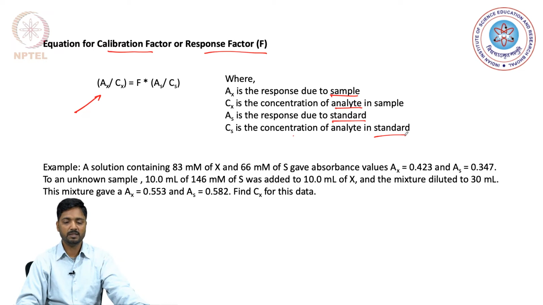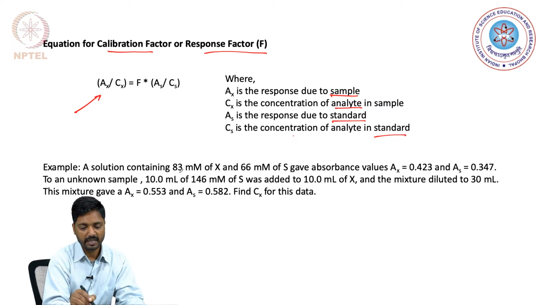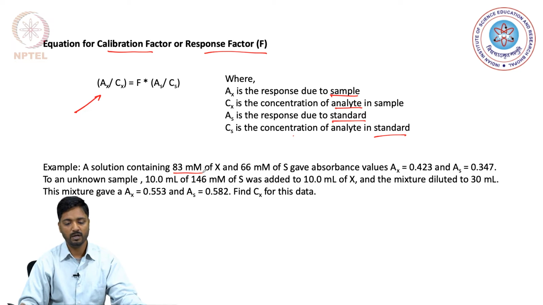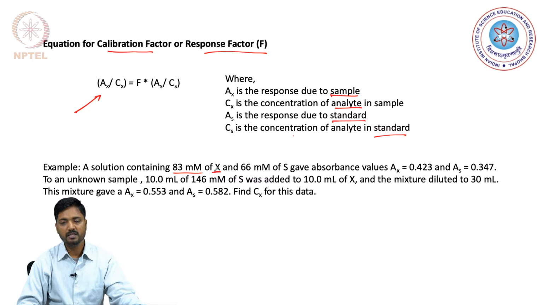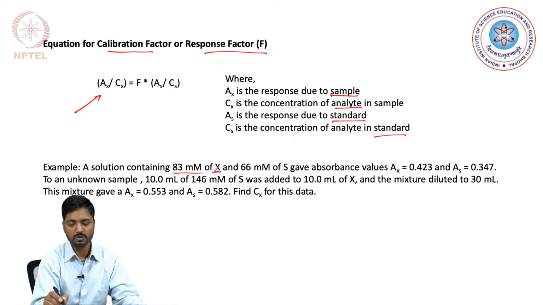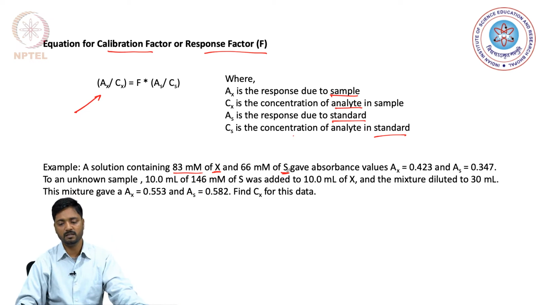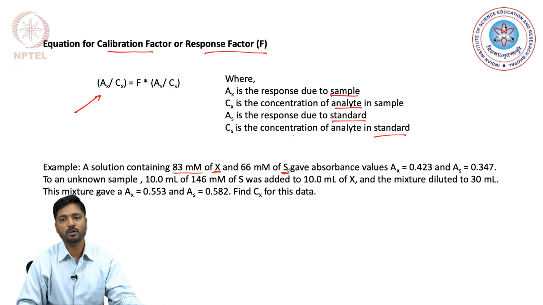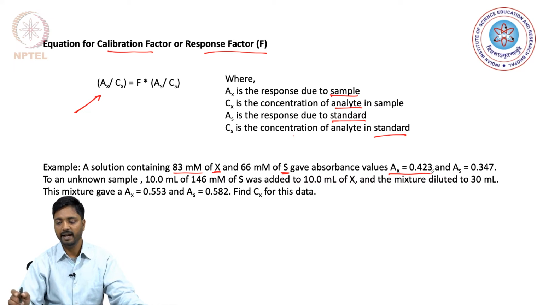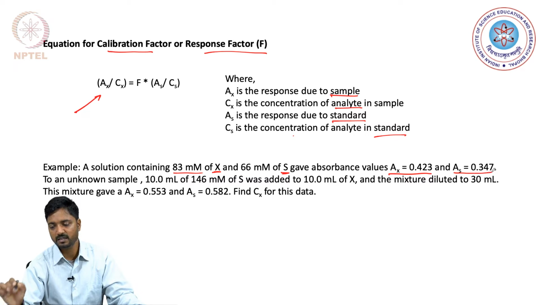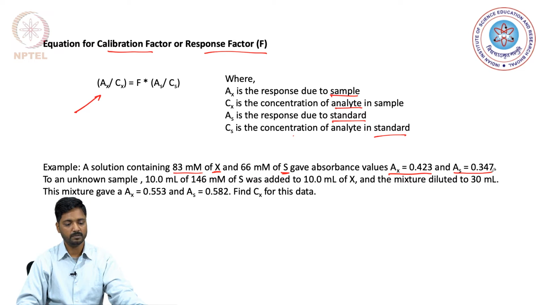So based on this, we will now solve an example where we are told that a sample containing 83 millimoles of an unknown compound X and 66 millimoles of the standard gives absorbance values of Ax as 0.423 and As coming from the standard as 0.347.